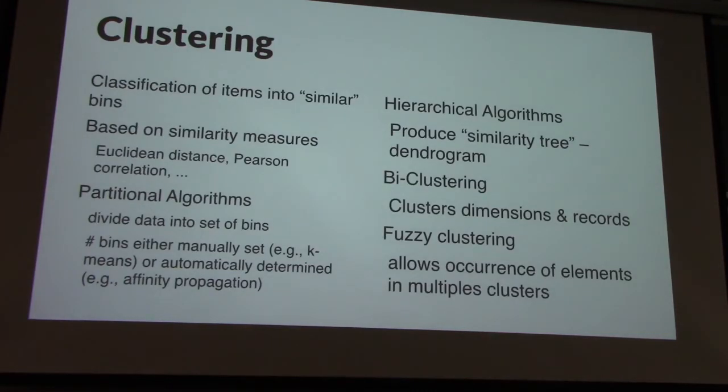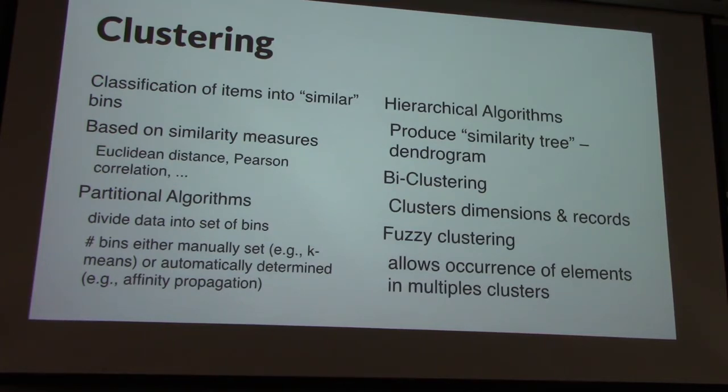So clustering is the classification of items into similar bins, and that's usually based on some kind of measure of similarity, which is of course very data dependent. You could have something like Euclidean distance or Pearson correlation, or you could have a measure for categorical values, or the edit distance between strings, or anything like that.